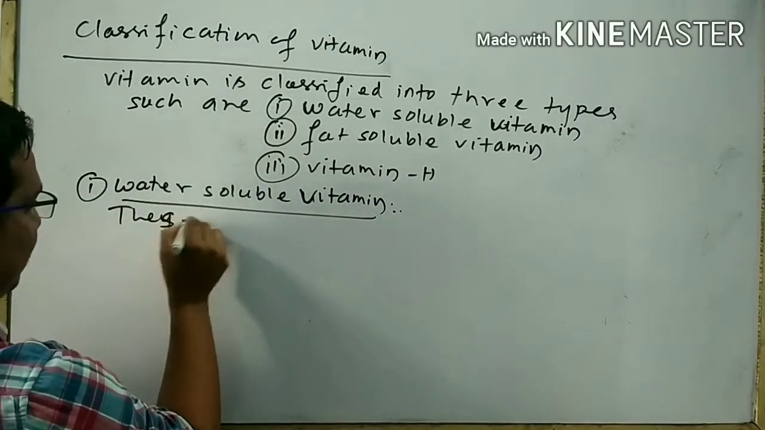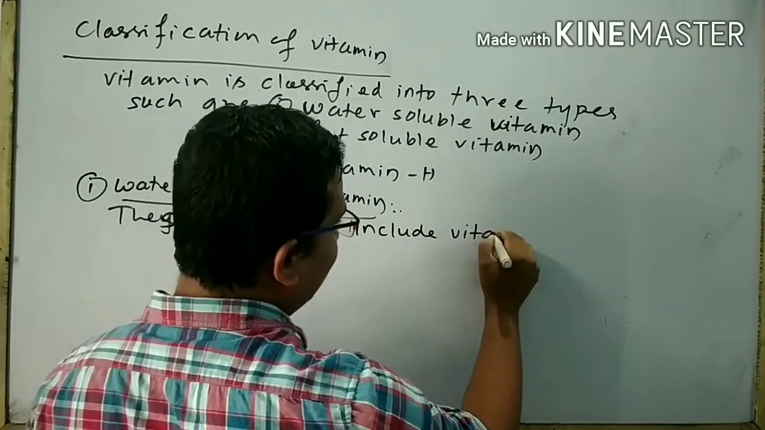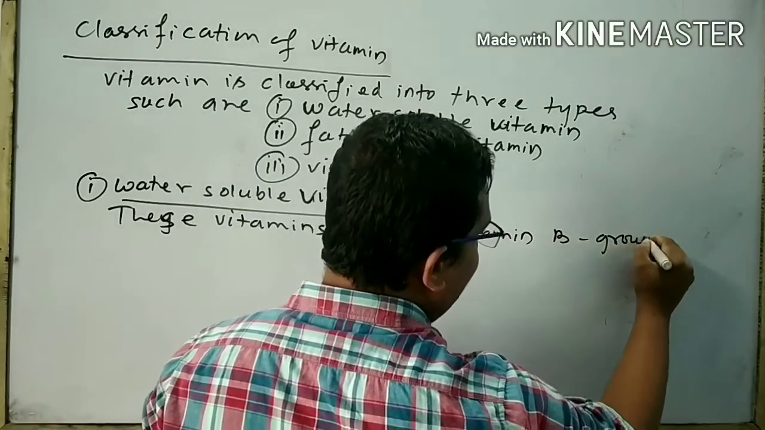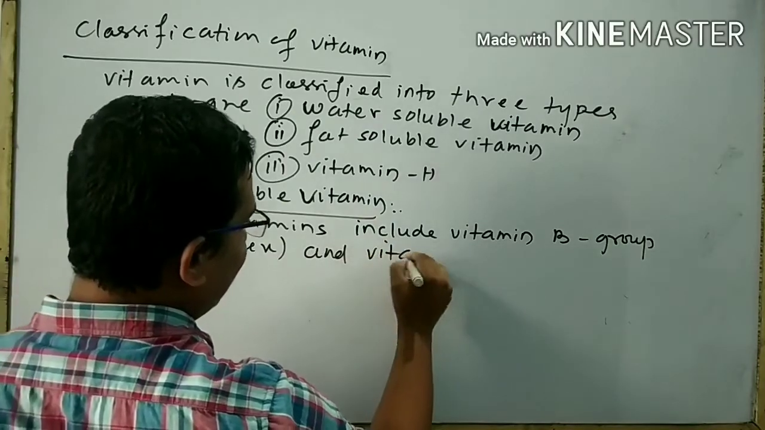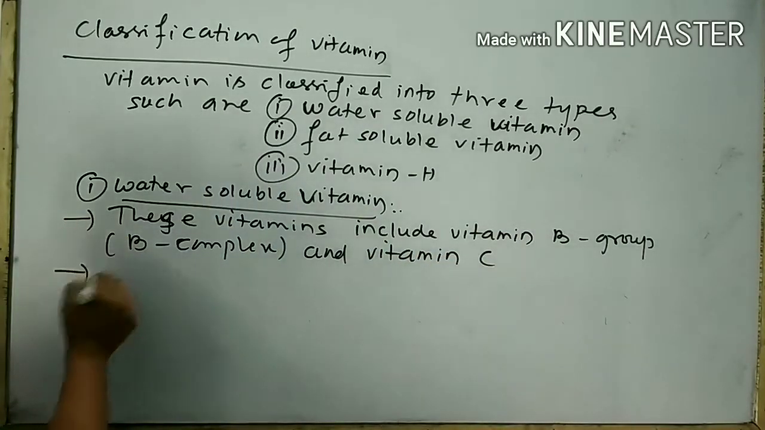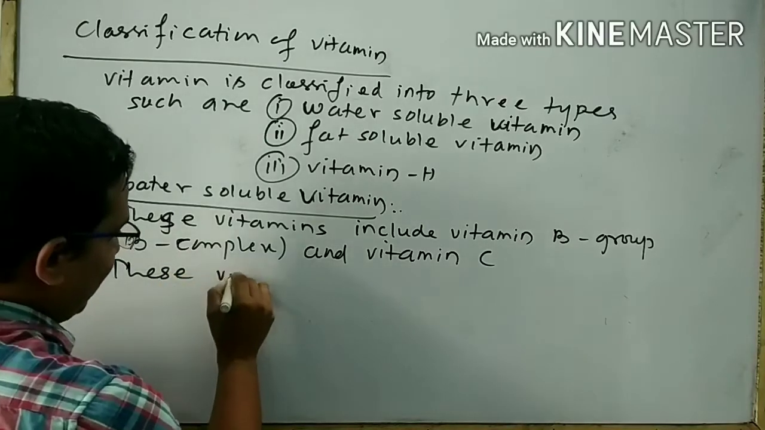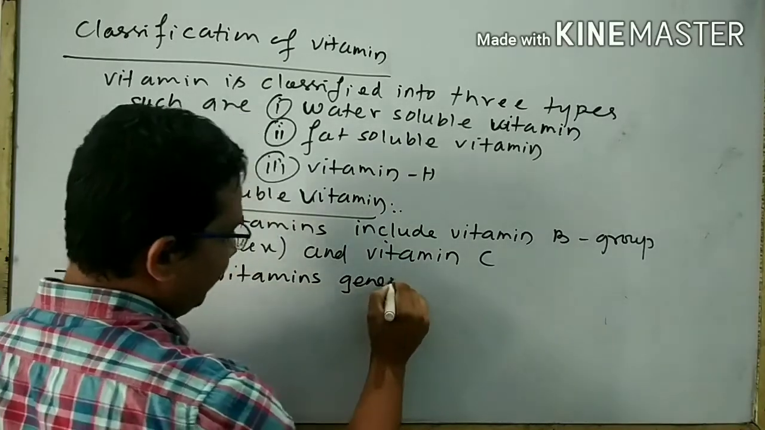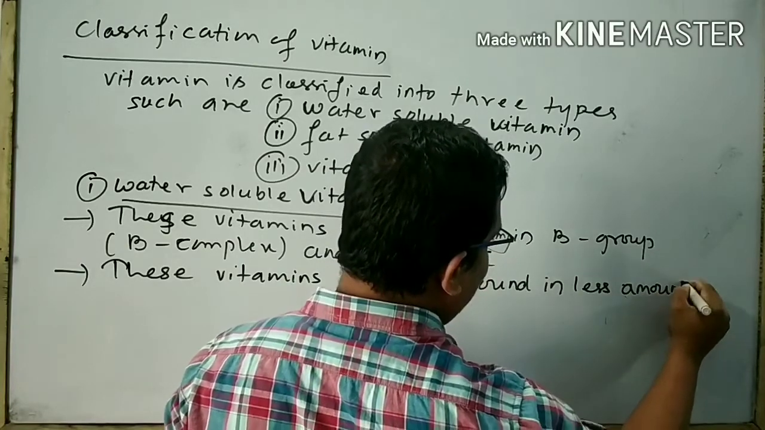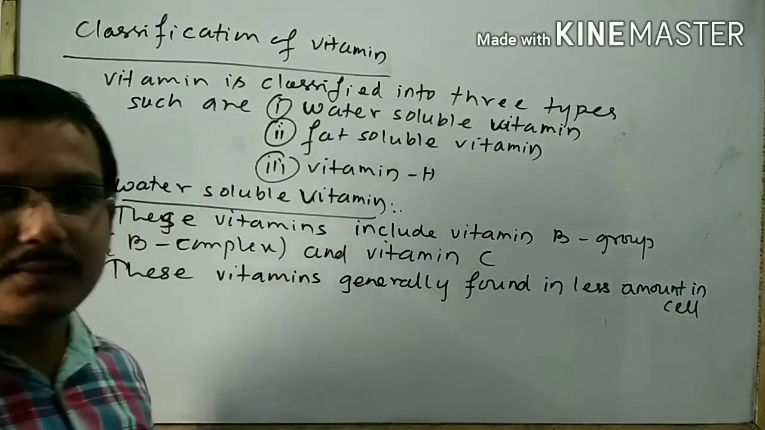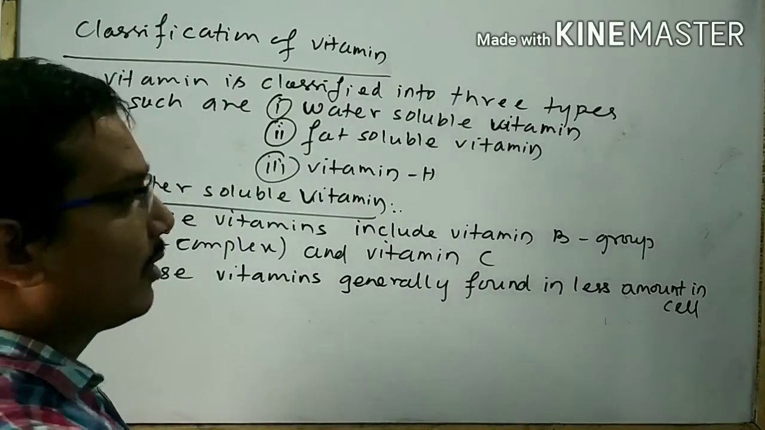These vitamins include the vitamin B group, that is B complex, and vitamin C. These vitamins are generally found in less amount in the cell. Since these vitamins are soluble in water, they are easily excreted by the body.